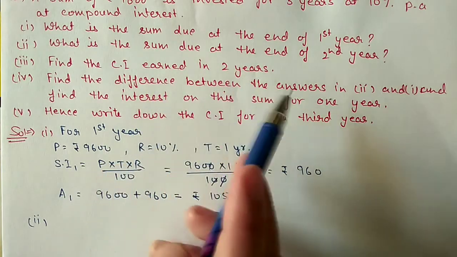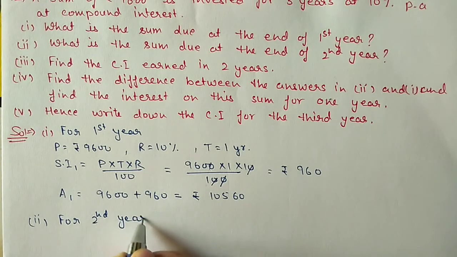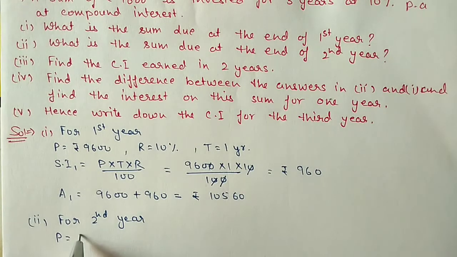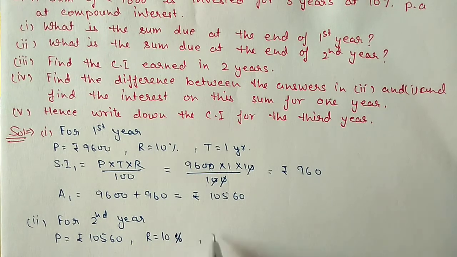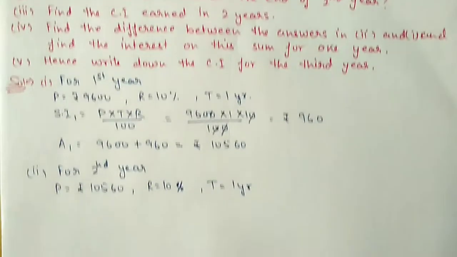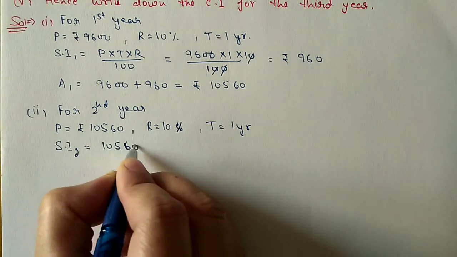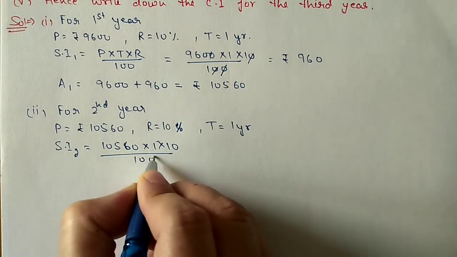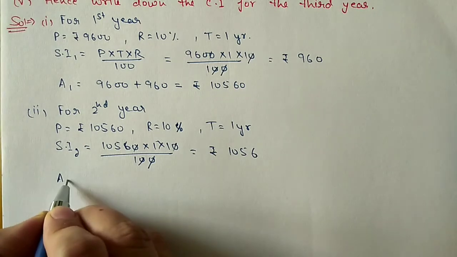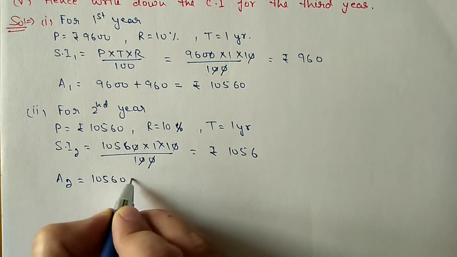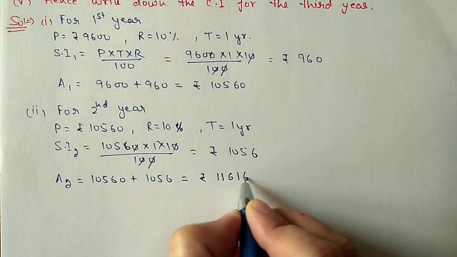Now second part, this is the amount due at the end of the first year. Now we will calculate the sum due at the end of the second year. For the second year, the amount due at the end of the first year will become principal. Rate of interest is the same here and time is 1 year. Now we'll calculate simple interest for the second year. 10,560 into 1 into 10 divided by 100. Zeros we can cancel out. We'll get 1056 rupees. So amount by the end of the second year will be 10,560 plus 1056 rupees, which is equal to 11,616 rupees.